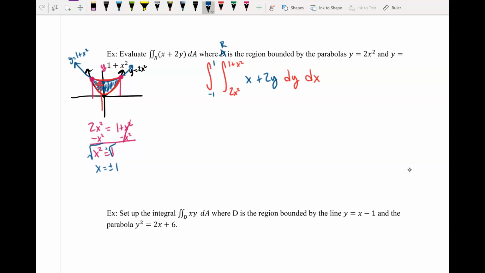All right, so now let's go ahead and take this double integral. We're going to first start off with the integral which is in terms of y. So we have the integral from -1 to 1, and then this is going to be x squared with respect to y. So it's xy plus 2y squared over 2, which gives me y squared, evaluated from 2x squared to 1 plus x squared dx.